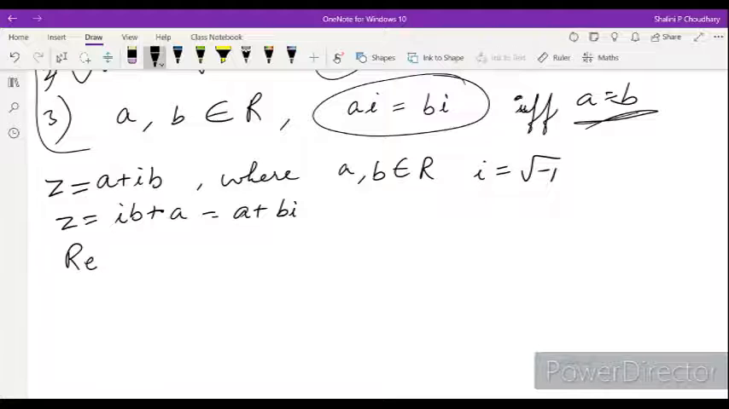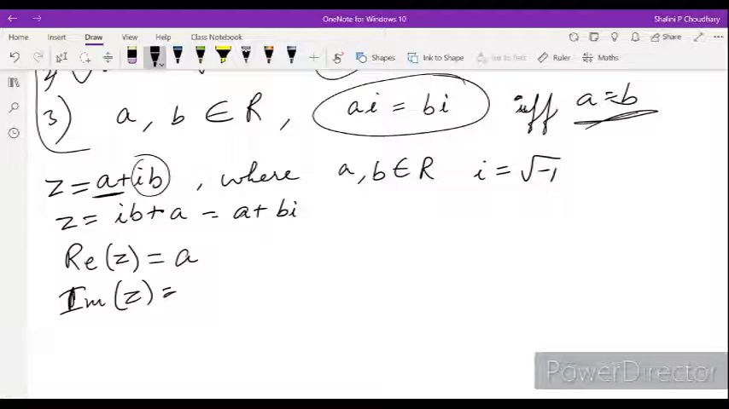Real part of z means which one is real part? Imaginary part is i के साथ जो रहेगा, that is imaginary part. जो i के साथ नहीं रहेगा, the another part, that is real. So Re of z is a and imaginary part of z is b. Okay, so this is clear.